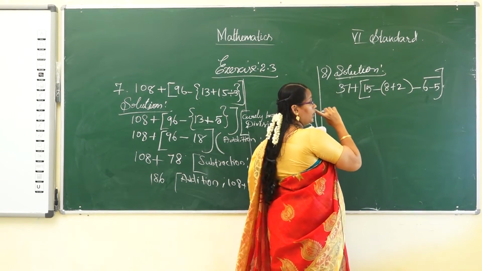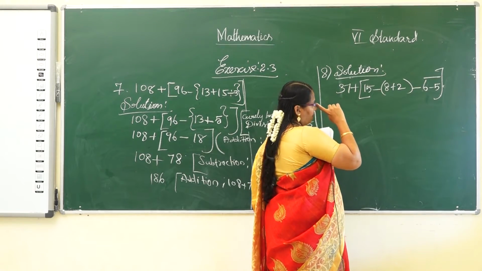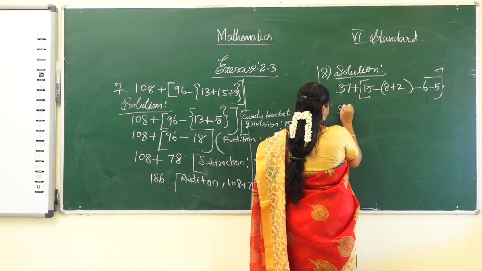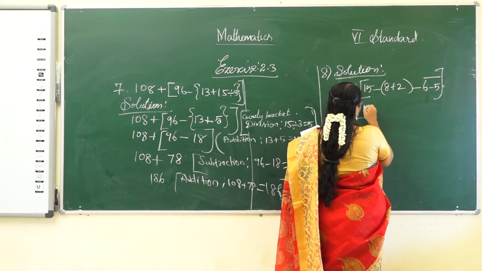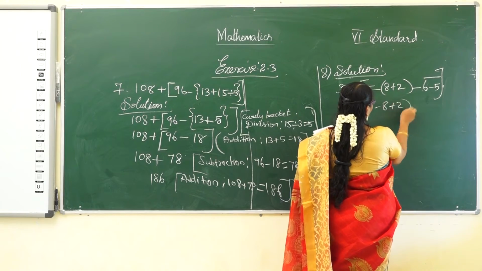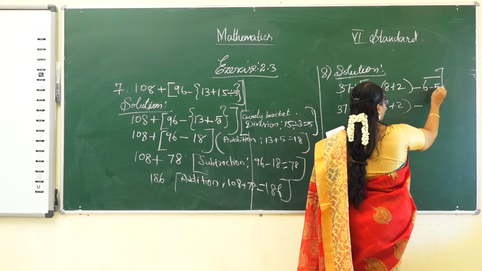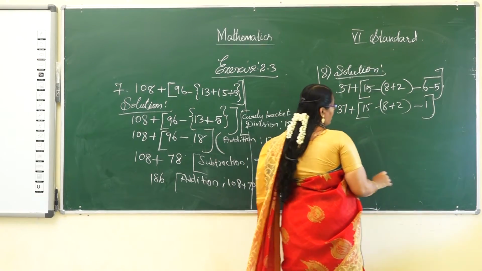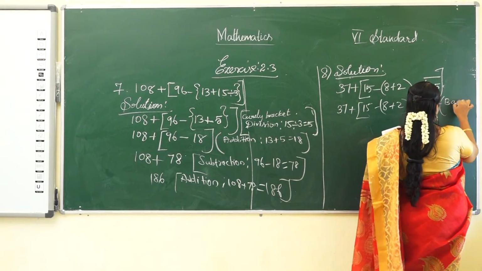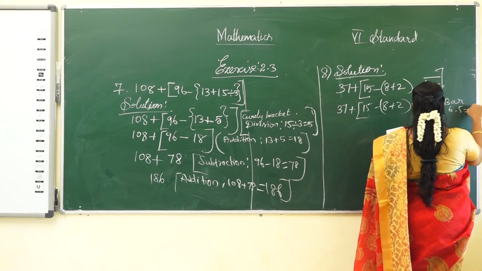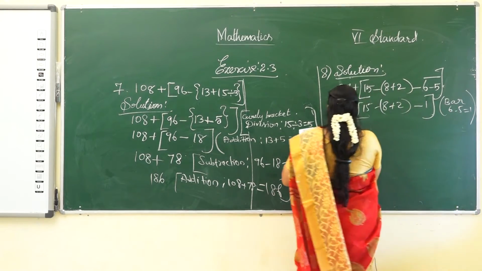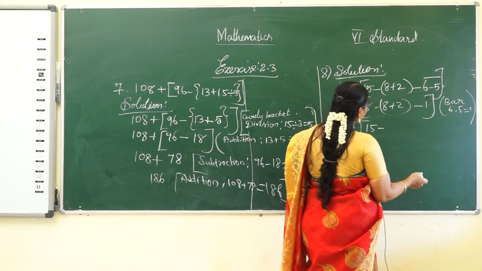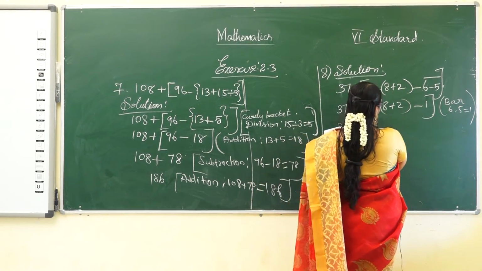So first refer to the bracket. From the brackets, first refer to the vinculum. So 37 plus the square bracket of 15 minus 8 plus 2 minus, so 6 minus 5 is 1. Okay. Close the square bracket. Here write bar: 6 minus 5 is equal to 1. Okay. So 37 plus 15 minus, next simplify in between values.